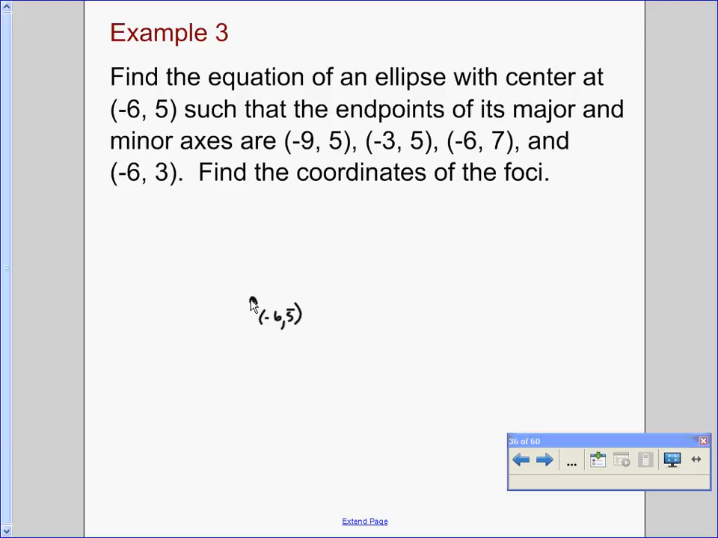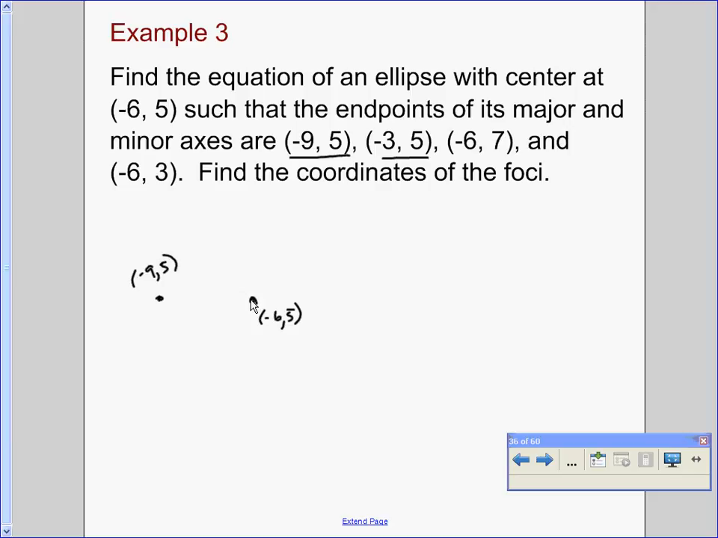Okay, so we've got negative 6, 5. You notice that those endpoints have coordinates with 5 in them. So if this is at negative 6, 5, then negative 9, 5 is going to be here.